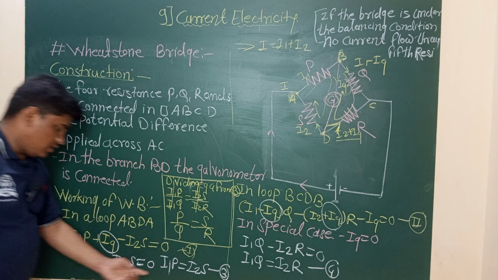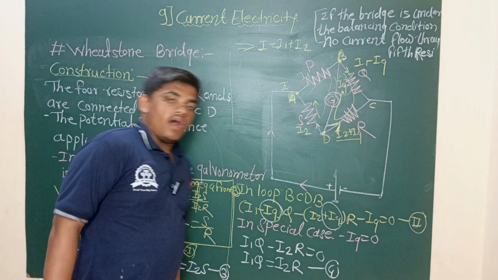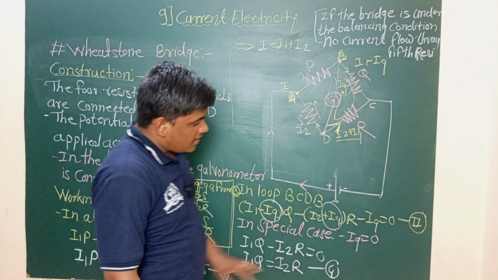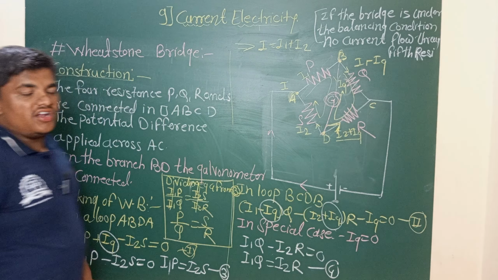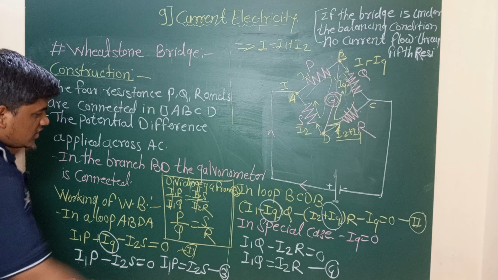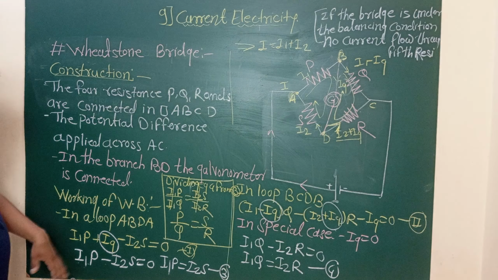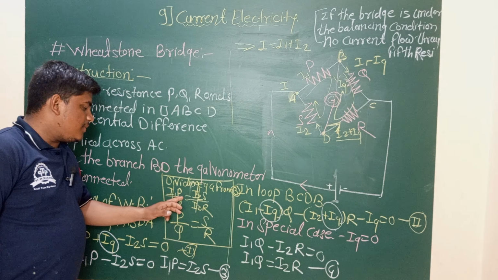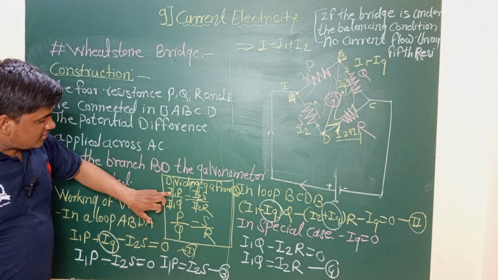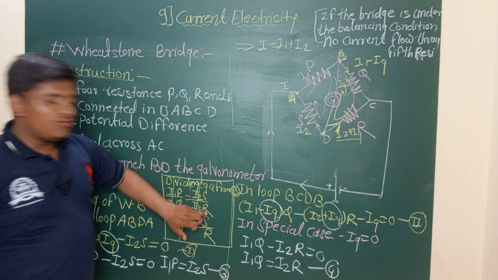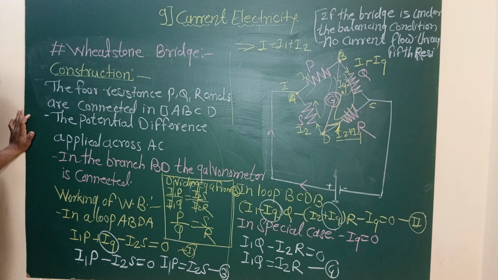That is I1P equal to I2S, and I1Q equal to I2 into R. These are equations 3 and 4. We are arriving at new equations by applying the balancing condition of the special case. Most important, divide equation 3 by equation 4, that is I1P upon I1Q equals I2S upon I2R. I1 gets cancelled on the left hand side, I2 gets cancelled on the right hand side. We arrive at the new equation P upon Q equal to S upon R.